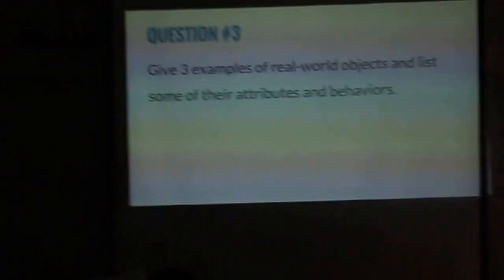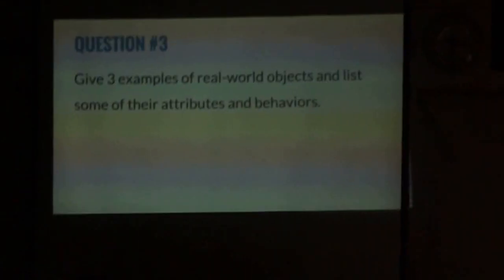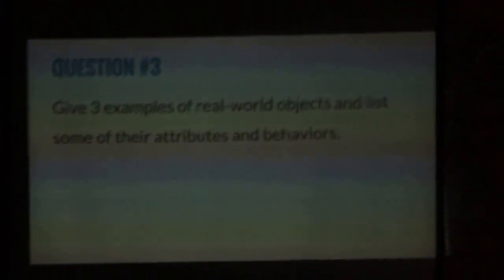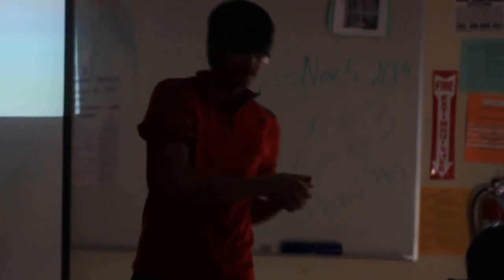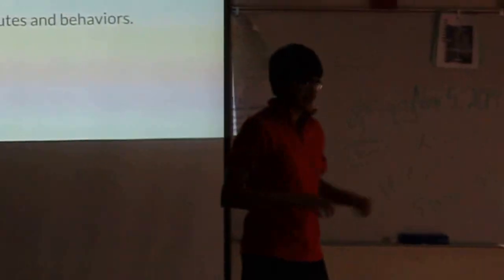Okay, next. I want you guys to give me 3 examples of real-world objects and list some of their attributes and behaviors so you understand what objects are. And what are its attributes? Talk about its adjectives, like it's black or red. It's red. Anything else about it? Like how hard is it? Okay, that's good. Anybody else?